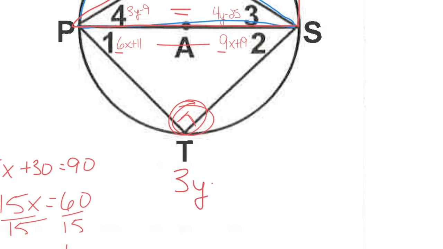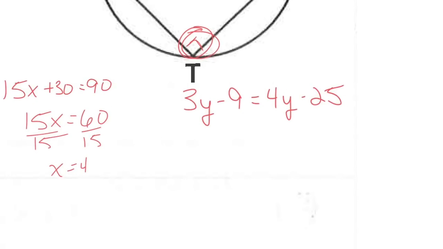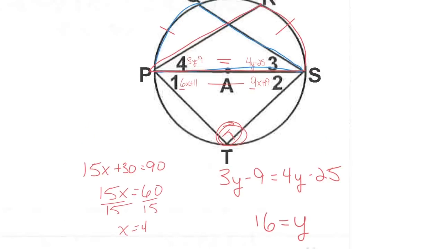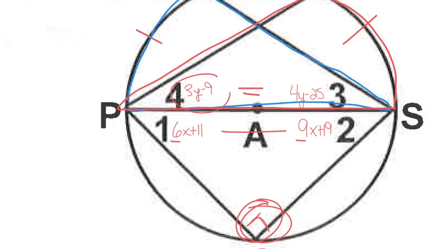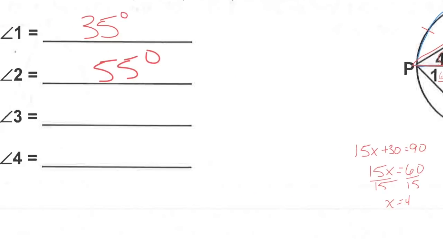So 3y minus 9 equals 4y minus 25, and then we can just solve. I'm going to do it at the same time. I'm going to subtract the 3y to the right and add 25 to the other side. I end up with 16 equals y. Now I can just plug those in. 3 times 16 minus 9 is going to give me 39.